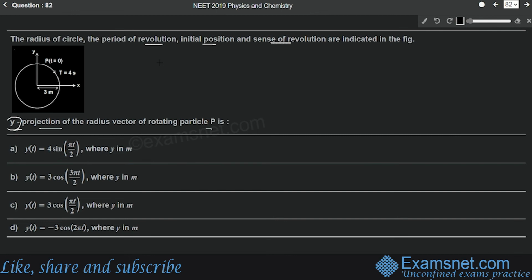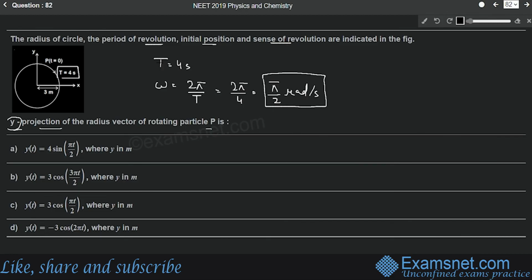Now if you look at this figure, you can see that the time period is given as 4 seconds. So T is equal to 4 seconds. Then what will be the value of omega? Omega is equal to 2 pi by T, that is 2 pi by 4. So here we get pi by 2, and the unit for omega will be radian per second. So we have got the value of omega.